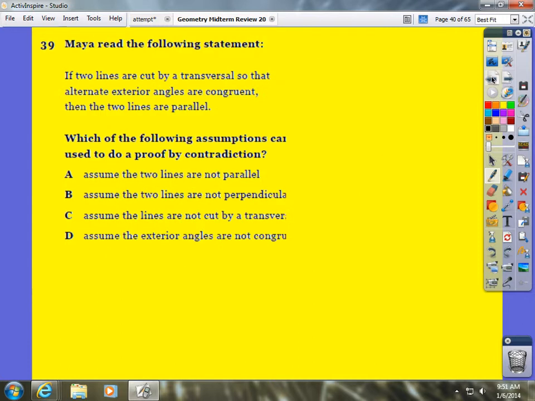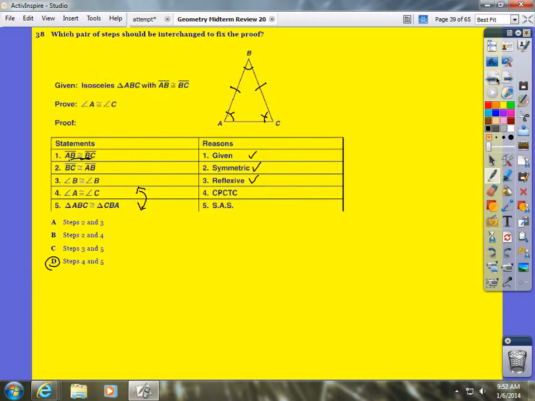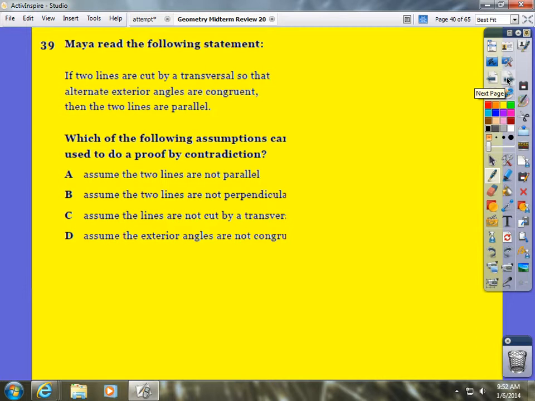Okay, 39. If two lines are cut by a transversal so that alternate exterior angles are congruent, then the two lines are parallel. Okay, can you do a proof by contradiction? All right, we're starting a proof by contradiction. We would say that the exterior angles, okay, this is the if part, the exterior angles are congruent, so we're going to assume the exterior angles are not congruent. That is D.